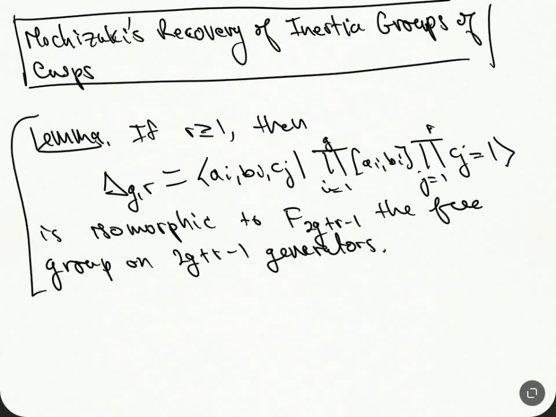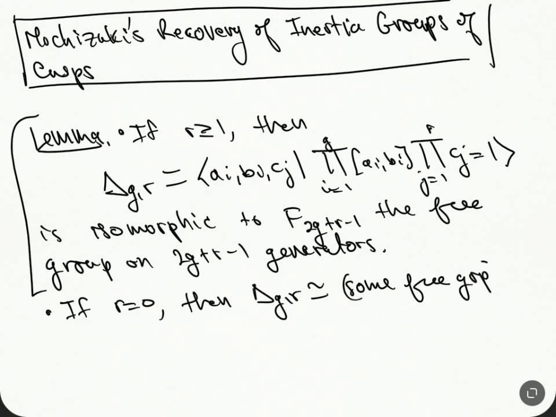Okay, so this is something that we're going to need to use to start to recover the inertia groups of cusps. So how are these two things related? Well, the idea is we're going to want to recover whether or not r is 0. Let me just say this: if r is 0, this is not true. If r is 0, then this group is not isomorphic to any free group.